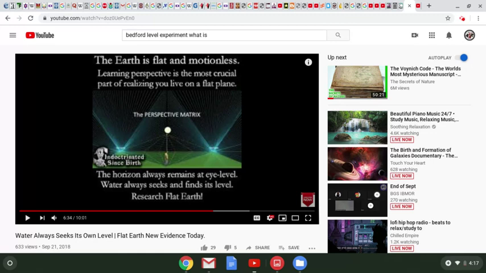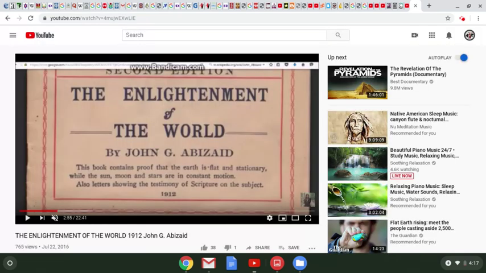Just because they put a T at the end, right? They put their cross at the end, right? Just to cross you up. You know what I mean? They just trying to do a crossover, man. They just talking about a flat plane. The horizon always remains at eye level. Water always seeks and finds its level. Research. Well, our last bit of research for the dismount is another great researcher.